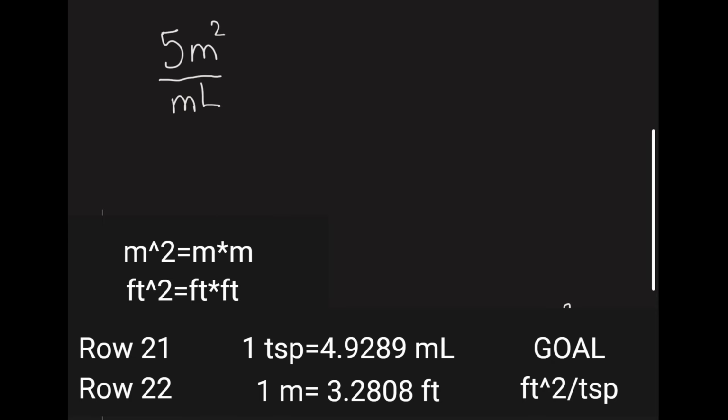The very first thing I'm going to do is I'm going to switch over milliliters to teaspoons. And that is going to be located in row 21 of your conversion table. I'm going to write out what it says. Row 21 says 1 teaspoon is equal to 4.9289 milliliters. Let's go ahead and erase that really quick.